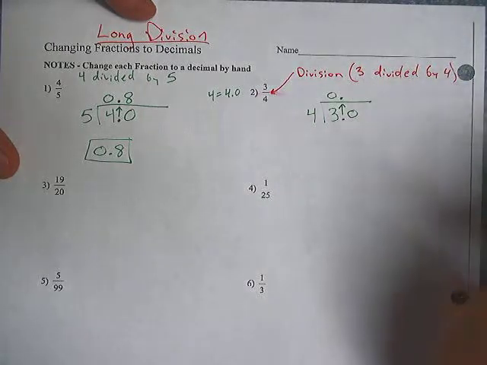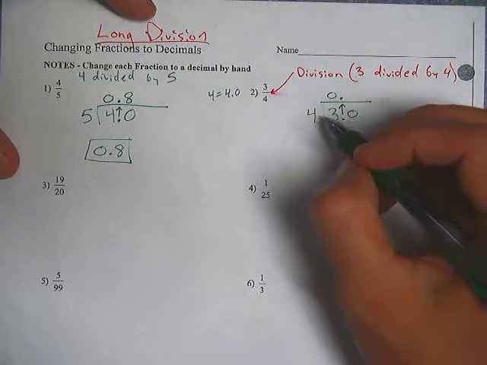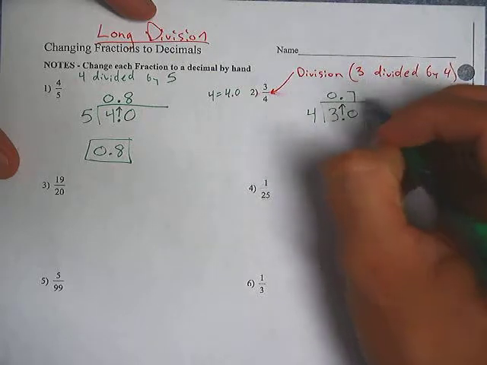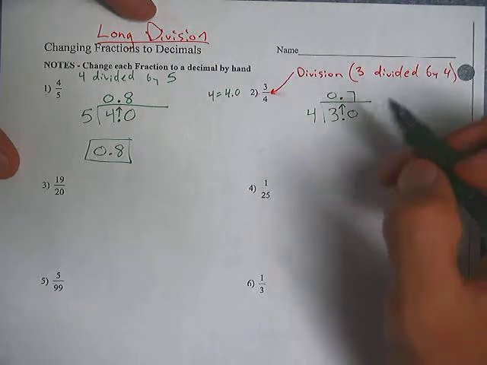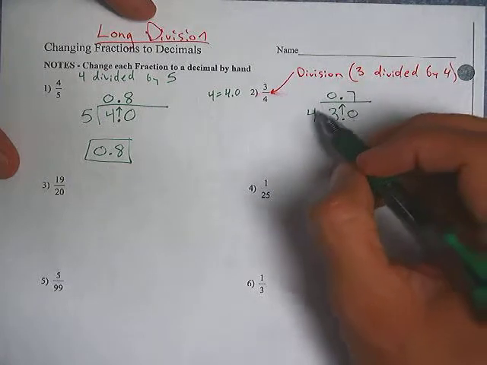Now before I move forward from there, I automatically want to bring this decimal up. I suggest you do it right away. That way you don't forget later or put it in the wrong spot. So now I can ask myself, how many times does 4 go into 30? The answer is 7, but it doesn't go in perfectly 7 times, so I'm not done.